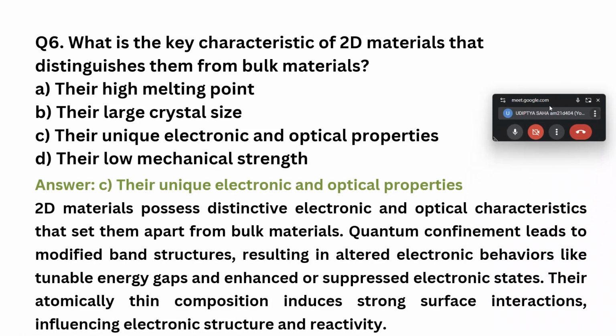So 2D materials possess distinctive electronic and optical characteristics that set them apart from bulk materials. Quantum confinement leads to modified band structures, resulting in altered electronic behaviors like tunable energy gaps and enhanced or suppressed electronic states. Their atomically thin composition induces strong surface interactions, influencing electronic structure and reactivity. So the answer is unique electronic and optical properties.